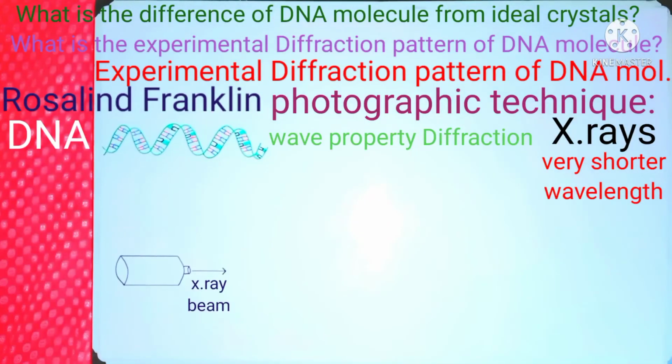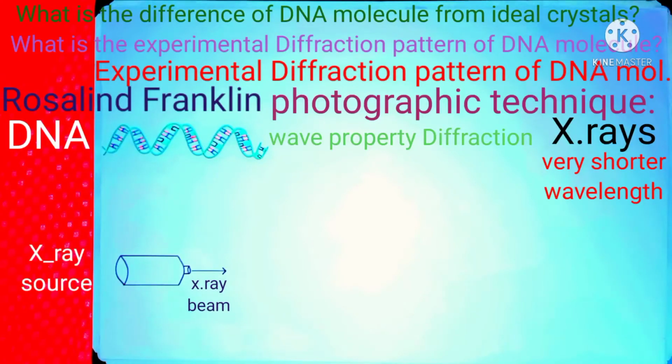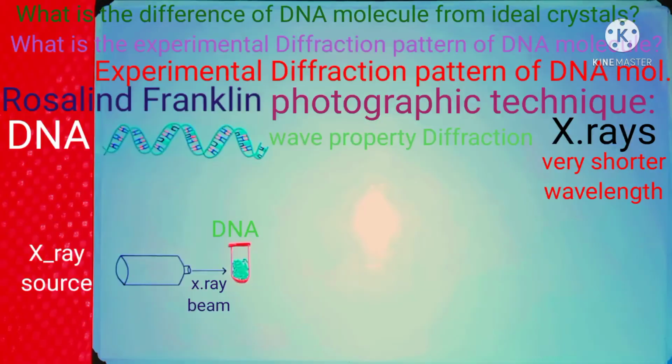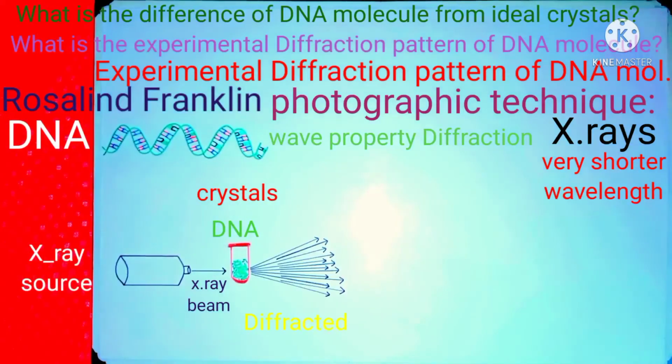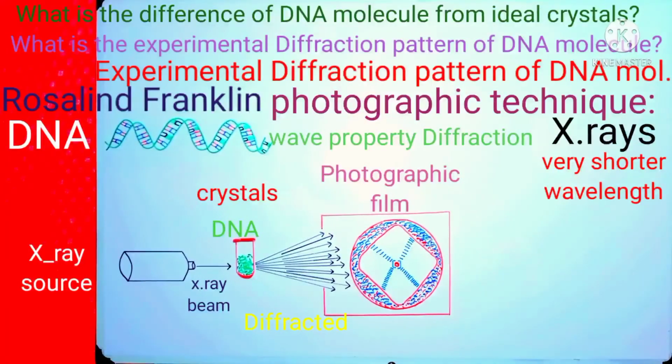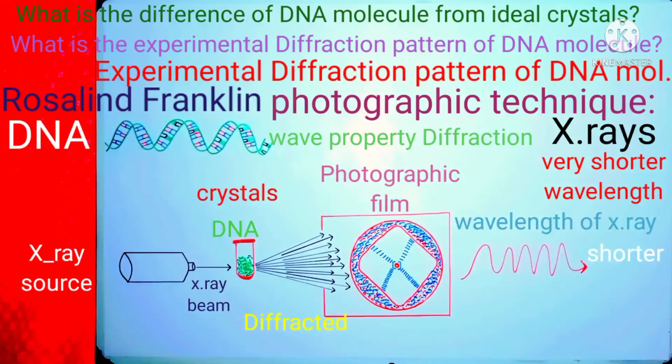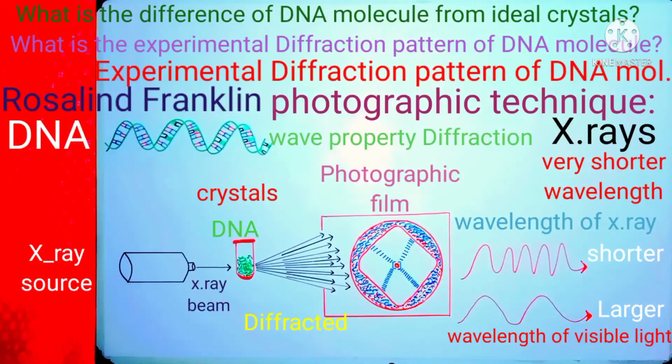When the X-ray beam from the X-ray source hit the DNA molecule, keep in mind that the DNA molecule was in the form of crystals. After hitting the crystal DNA, the X-rays were diffracted into a pattern. From this pattern, the molecular shape can be determined. Why did she have to use X-rays? The reason is that the wavelength of X-rays is much shorter, whereas the wavelength of visible light is larger. Because of this, we can make images of much smaller objects.